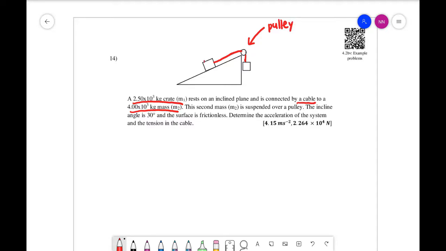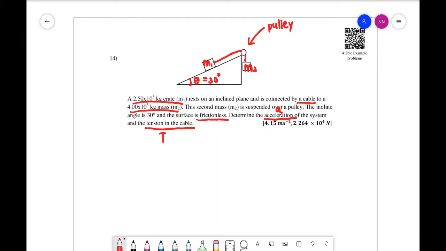This one is M1 and this one is M2. M2 is suspended. M1 rests on the inclined plane. The inclined angle is 30 degrees. So this is the angle theta, 30 degrees. And the surface is frictionless. That means there is no friction. Determine the acceleration a of the system and the tension in the cable T.